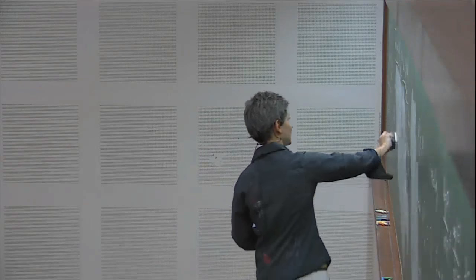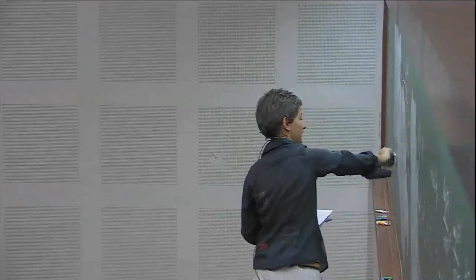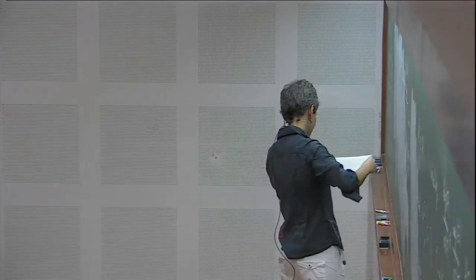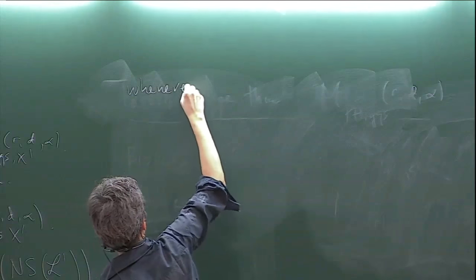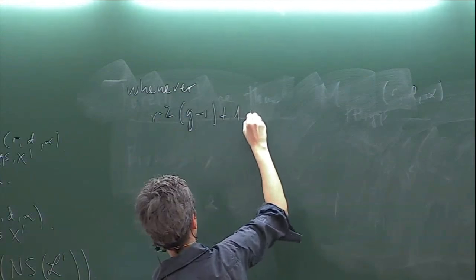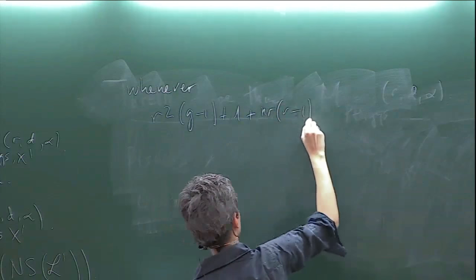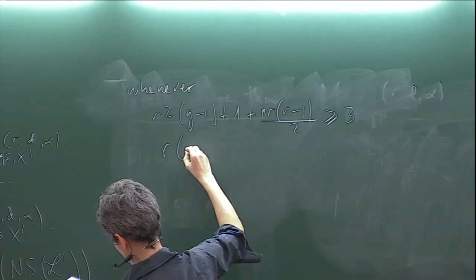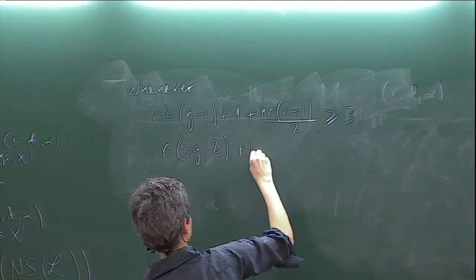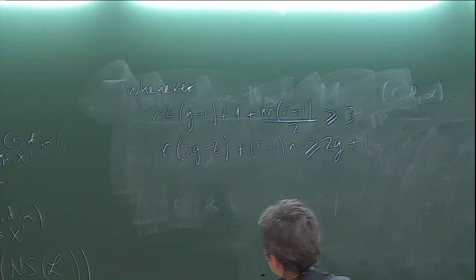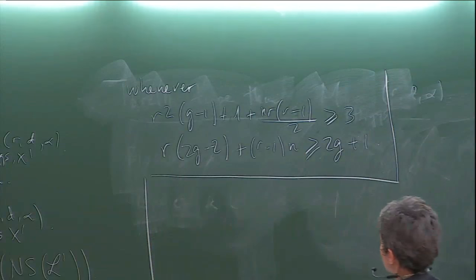But for this, we had some restrictions, which are the following. Before, we needed the genus to be bigger than 2. In this case, we have the following condition, that we will see. We will see how this happens during the proof. So this is what we are going to prove.